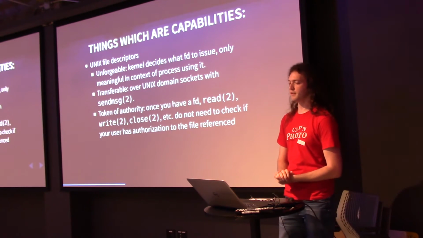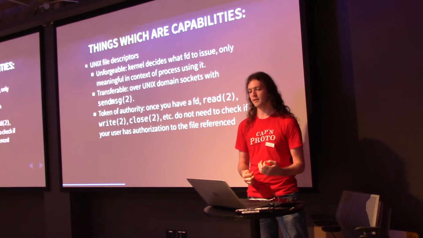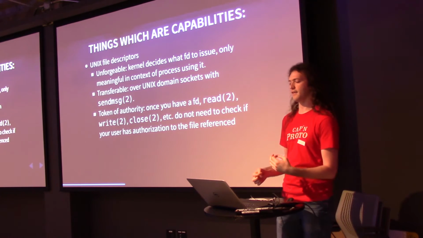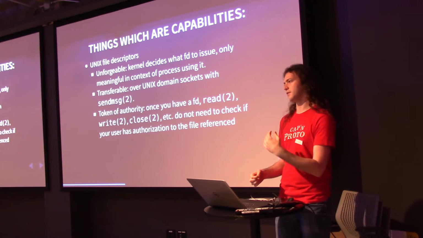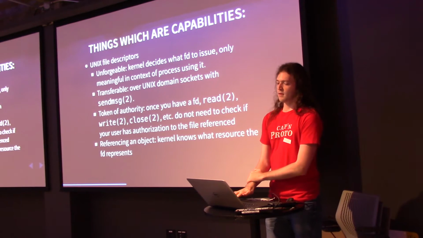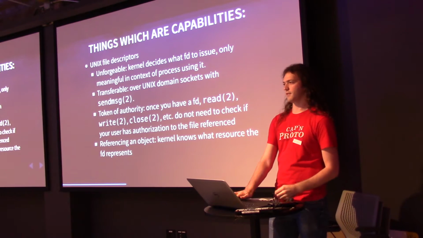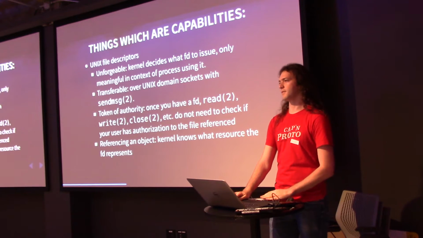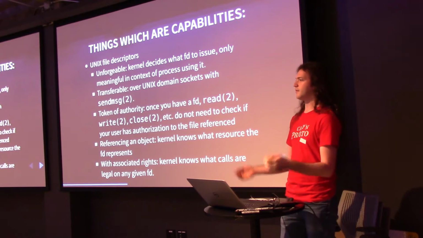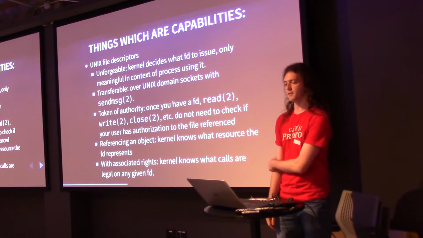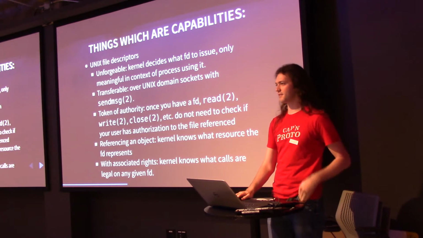It's a token of authority. Once you have a file descriptor, the various syscalls for interacting with them don't need to check if your user has authorization to the file reference. They just look up the rights in the kernel's file descriptor table. And the kernel knows what resource that file descriptor represents, regardless of whether it moves on the file system or means something else. And the kernel knows what syscalls are legal to perform on any given file descriptor. So that's our list of five things. Unix file descriptors are capabilities.